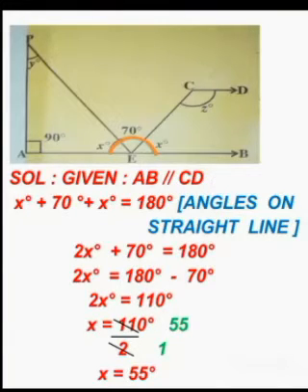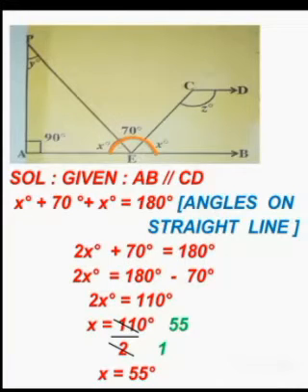Okay. So you observe the figure here, children. AB is a straight line. So the angles at a point on a straight line is equal to 180 degrees, isn't it? So angle x plus 70 degrees plus x degrees is equal to 180 degrees, angles on a straight line. So now let us add x plus x. x plus x is 2x, plus 70 degrees is equal to 180 degrees.